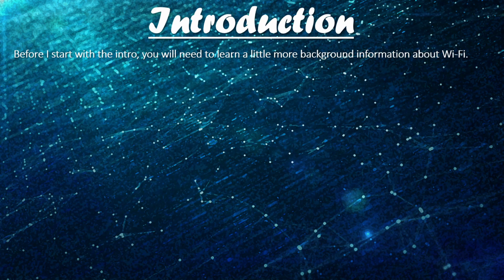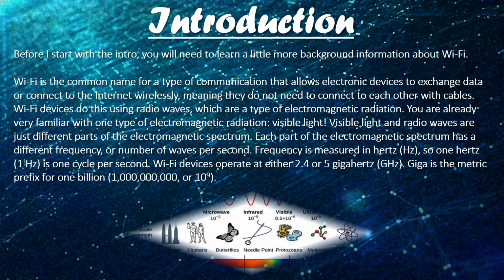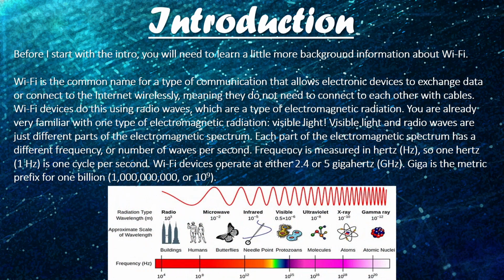Now, before I start with my intro part, I would like to share some information about Wi-Fi or wireless fidelity with all of you. Wi-Fi is the common name for a type of communication that allows electronic devices to exchange data or to connect to the internet wirelessly. Wi-Fi devices do this using radio waves, which are a type of electromagnetic radiation. One such electromagnetic radiation with which we all are familiar is visible light. Each part of the spectrum has different frequencies, or number of waves per second. Frequency is measured in hertz, whereas Wi-Fi devices operate at either 2.5 GHz or 5 GHz.